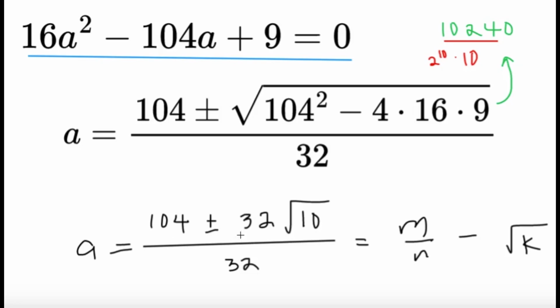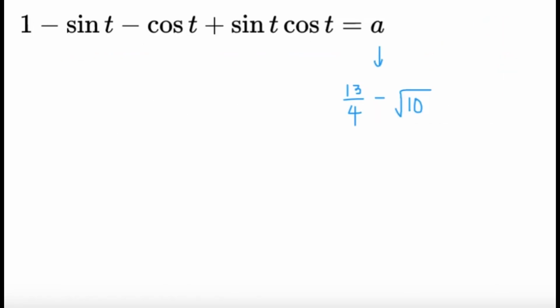But so essentially m over n becomes 104 divided by 32. Both of these numbers are divisible by 8. So 104 divided by 32 is 13 over 4. And then the 32 square root of 10 divided by 32, the 32 actually cancels. So that just leaves the square root of 10 here. So apparently a would be equal to 13 over 4 minus square root of 10.